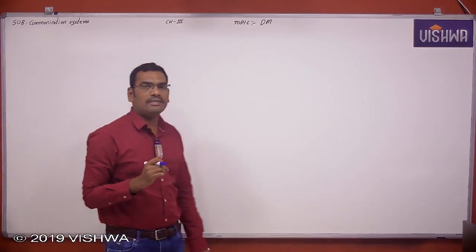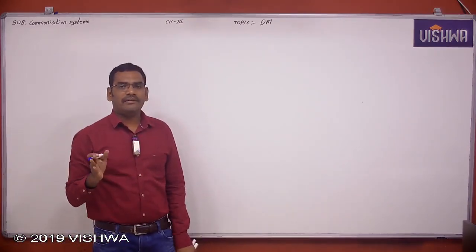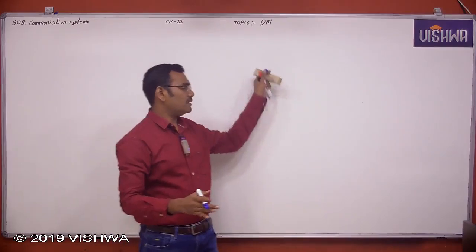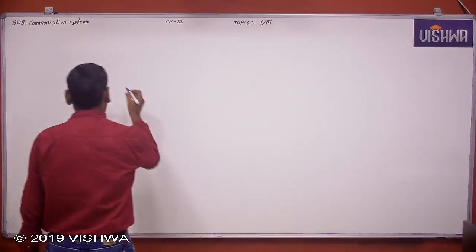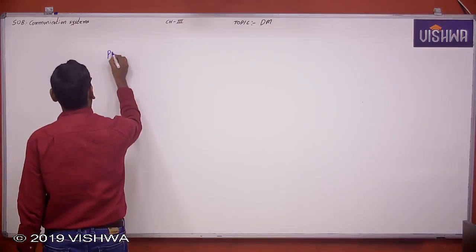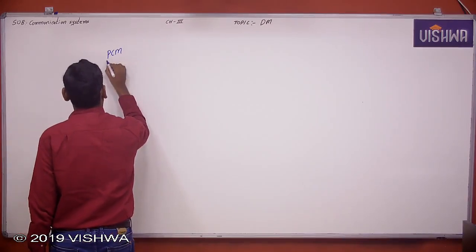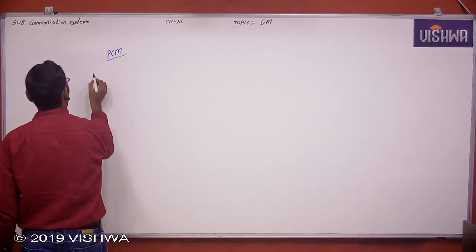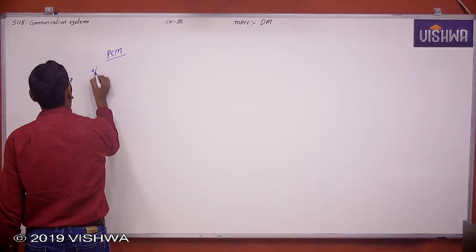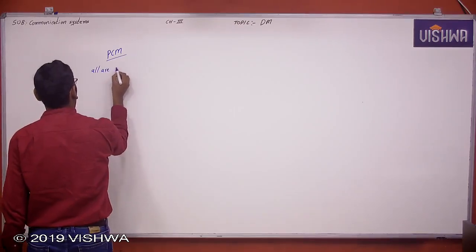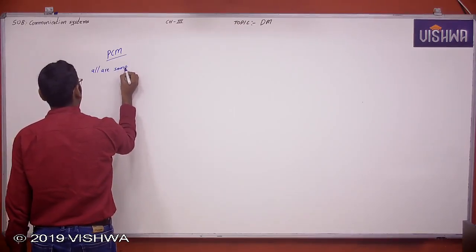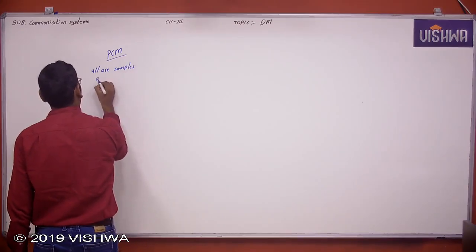Now students, we'll see the difference between PCM, DPCM and delta modulation. Now in PCM, what you are doing is, all samples are transmitted, right? In PCM, all samples are transmitted.